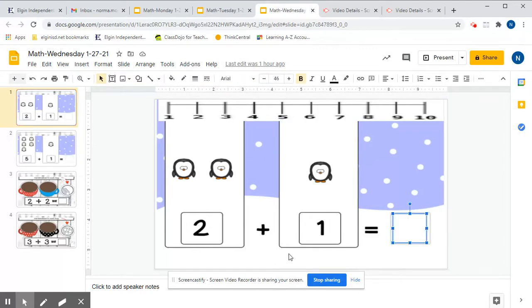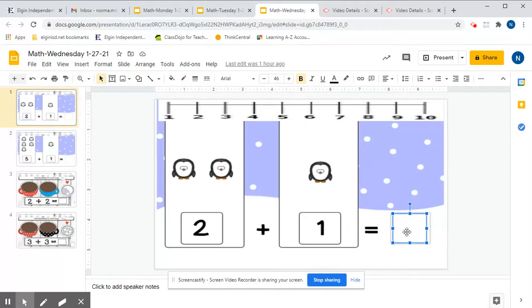Remember, this is our addition sentence or our number sentence. And you're going to have penguins here that are going to help you. So let's read the addition sentence for this one. 2 plus 1 equals something. That's the number we're trying to figure out. So here you will have 2 penguins, right? 1 and 2. And here you will have 1 penguin. So in order to get the answer, we have to add all of the penguins together. So let's do that. 1, 2, 3. So our answer is number 3.